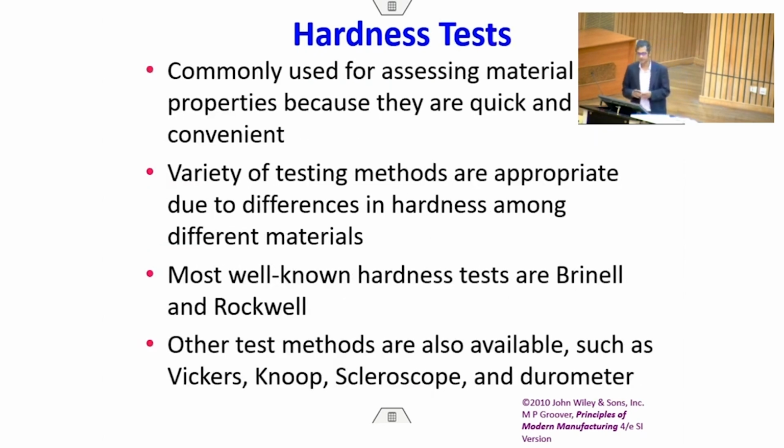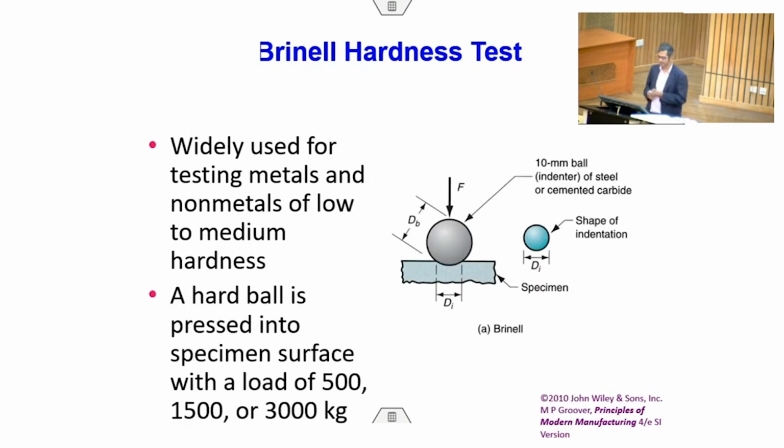A commonly used test for assessing material property is the hardness test, because hardness testing is very quick and convenient. There are various testing methods available, right. Most well known are Brinell and Rockwell, and there are also other tests available like Vickers, Knoop, scleroscope, or even durometer. But you need not know all of this. Vickers and Brinell are more widely used. In the Brinell hardness test, what is the widely used technique?